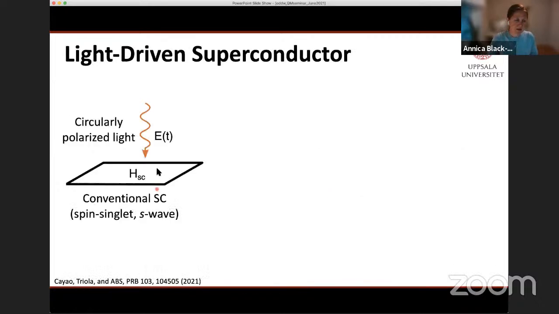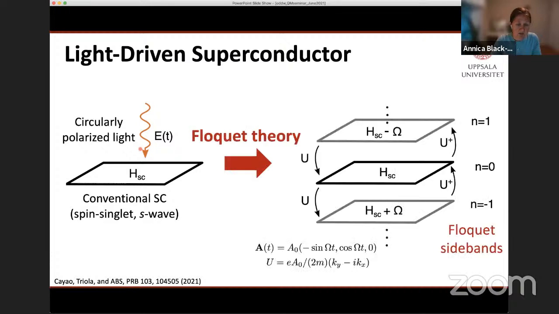So let's start with a conventional superconductor, spin-singlet. I drive it with circular polarized light. It could be linear polarized too, but the equation I'm going to show is for circular polarized light. And this is a periodic drive. We can use Floquet theory. So we have a vector potential A. Let's just have some frequency dependence here and some amplitude.